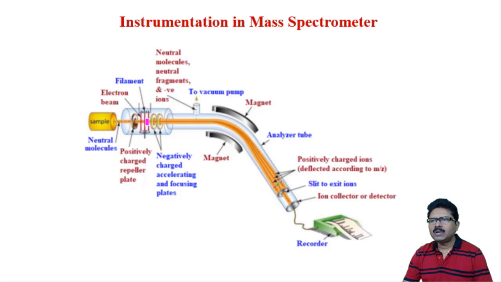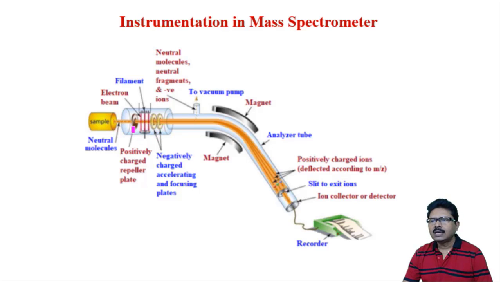When the sample comes to this position, due to the electron strike on the sample, it will be ionized. Our interest is only the positive ion. So all the positive ions and free electrons will move in the rightward direction. Now as the main interest is the positive ion, the positive ions will be accelerated and focused.